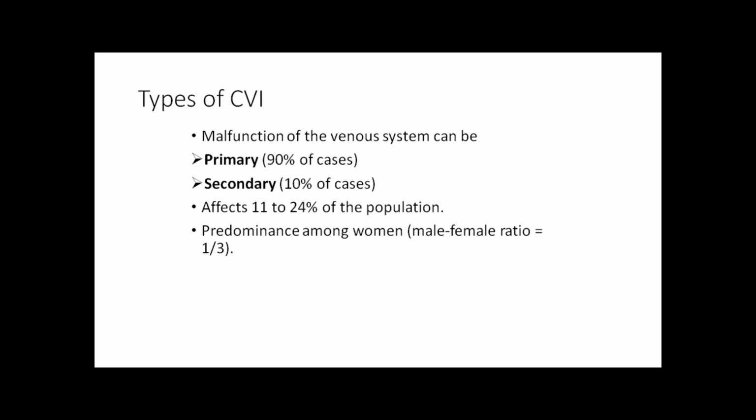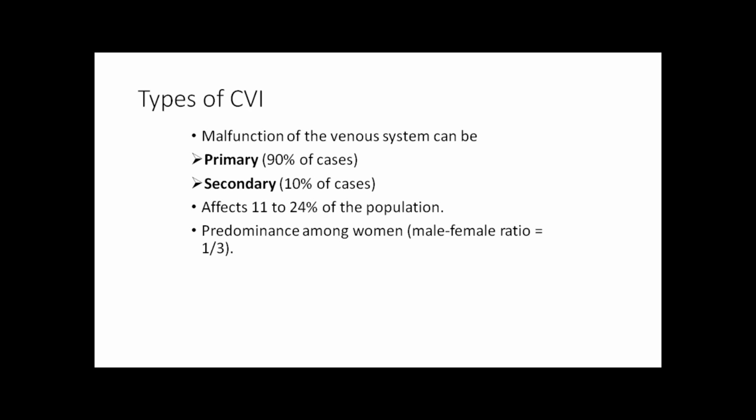So what are the types of chronic venous insufficiency? Malfunction of the venous system can be primary or secondary. The most common cause is primary, 90% of cases, and secondary is 10% of cases. Primary is without any underlying etiology, while secondary is in addition to an underlying cause or etiology. Totally, it affects 11 to 24% of the population.